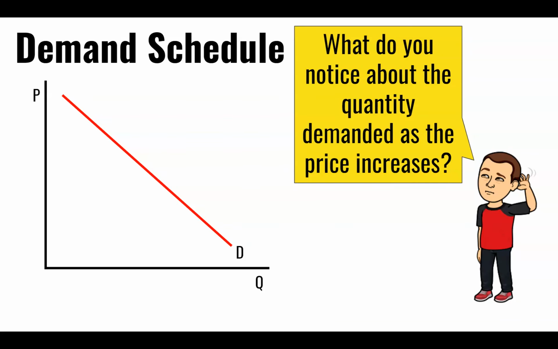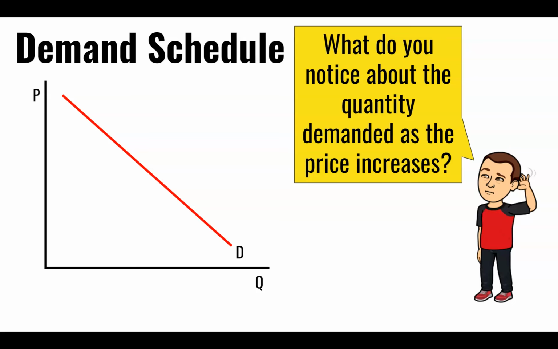And that demand schedule can be graphed. That graph has a vertical axis of price, or P, and a horizontal axis of quantity, or Q. If you look at it, you might ask yourself, what do I notice about the quantity demanded, which is what we call this? The price generates a quantity demanded. What do I notice about the quantity demanded as price increases? You'll notice that the quantity demanded decreases when the price increases.